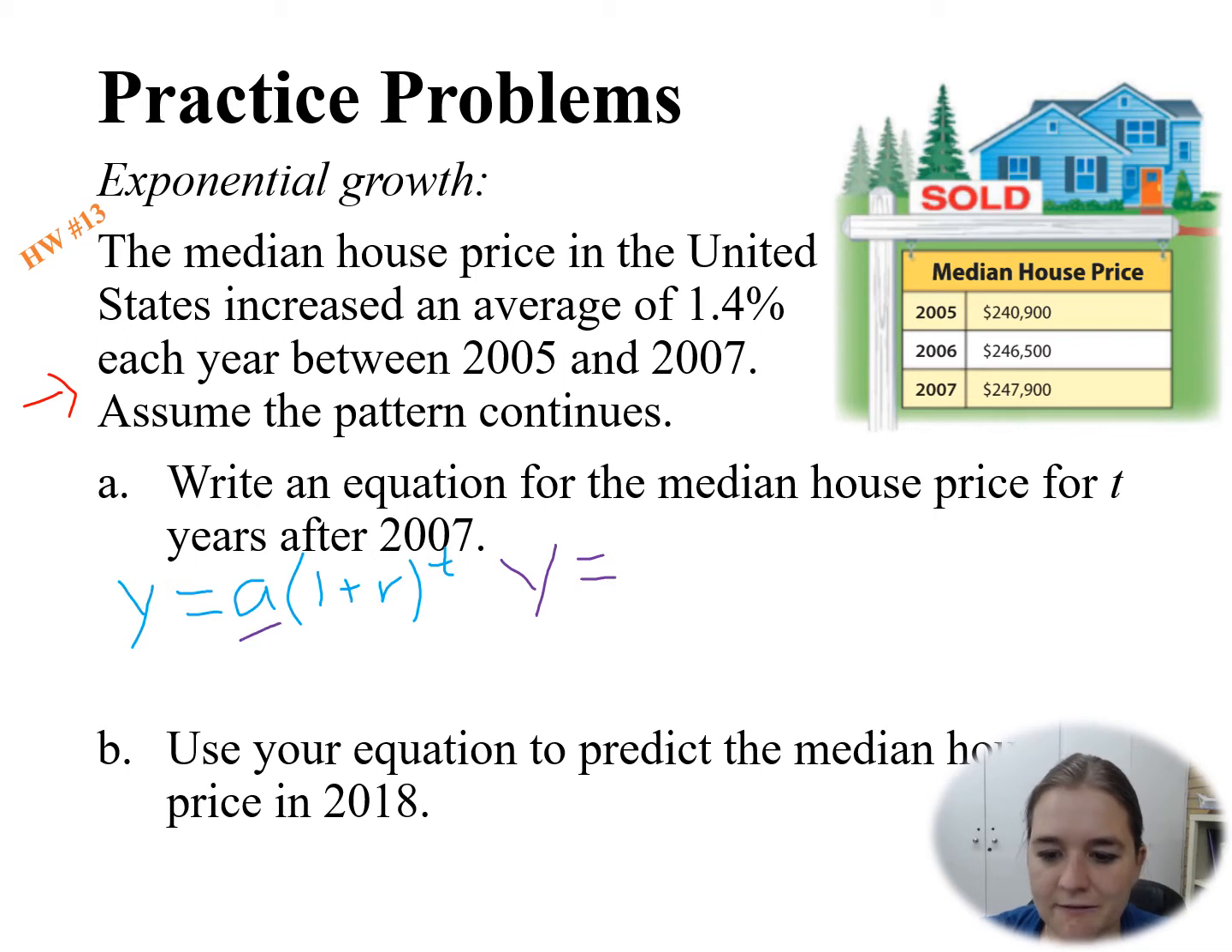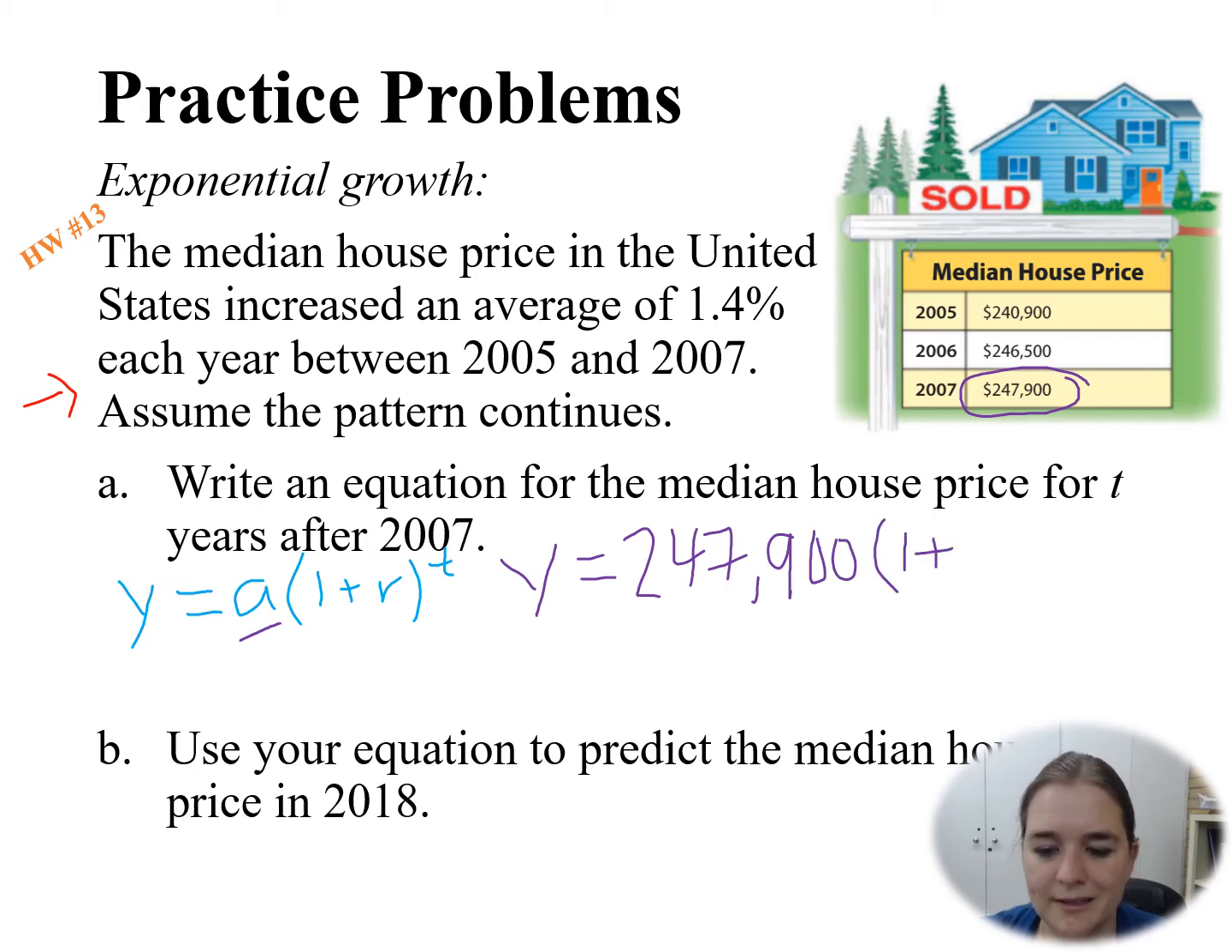The a, the starting value: in 2007, I see from this picture here, the median house price was $247,900. I want 1 plus the rate. Well, it increased an average of 1.4%. Percent tells me 1.4 per 100. That means I move my decimal 2 spaces over, and 1.4% is equal to 0.014.